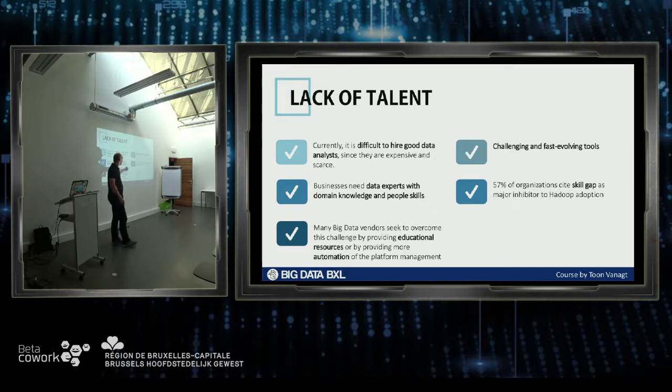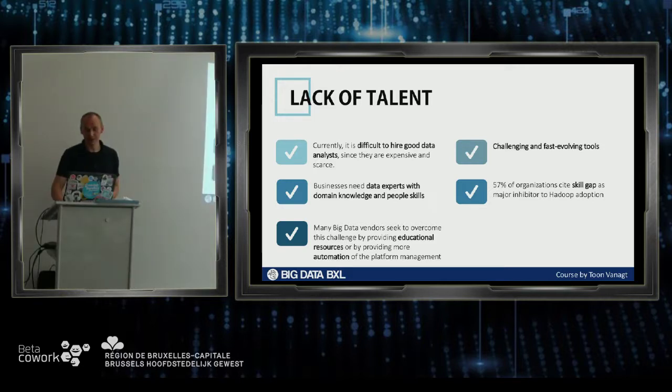And then 57% of organizations cite a skills gap, and typically one of the very popular tools is Hadoop, the Hadoop stack. They don't find the people. That's one of the early big data stacks. It's hard to find people that have done these projects at scale. So again, lack of talent.